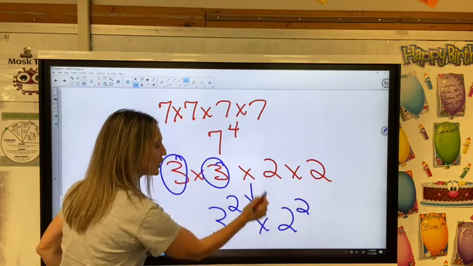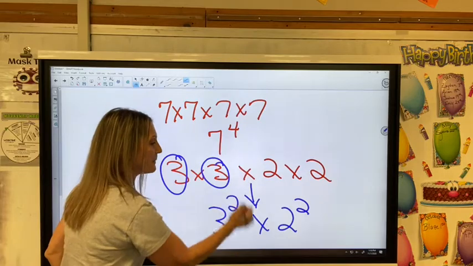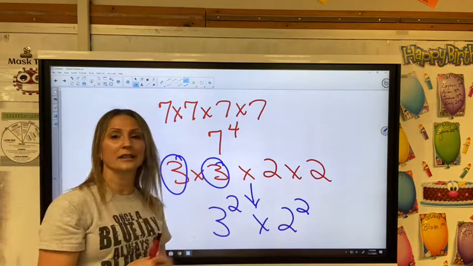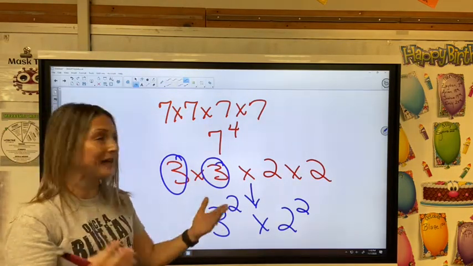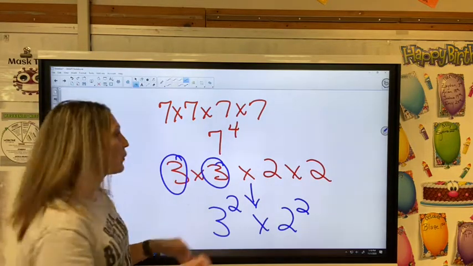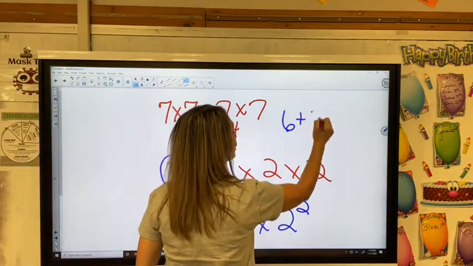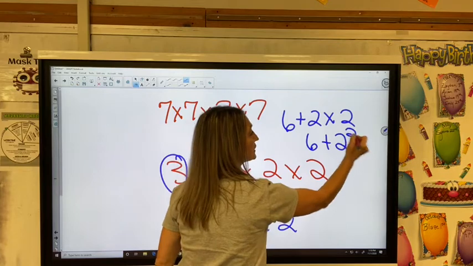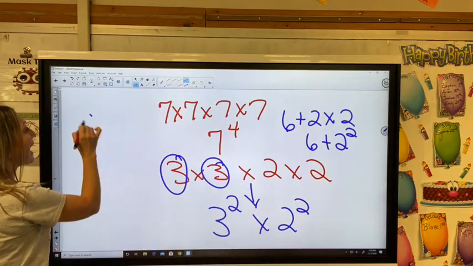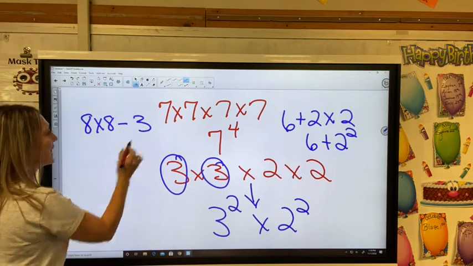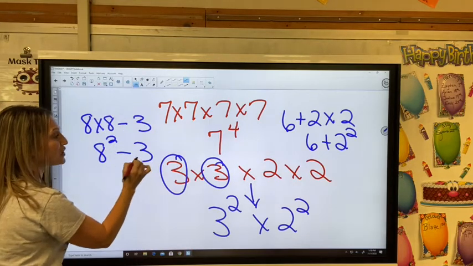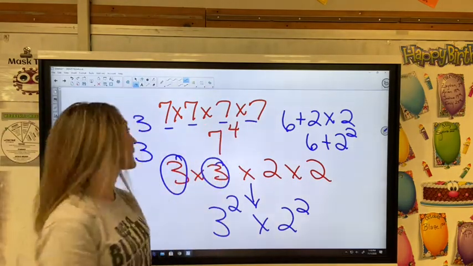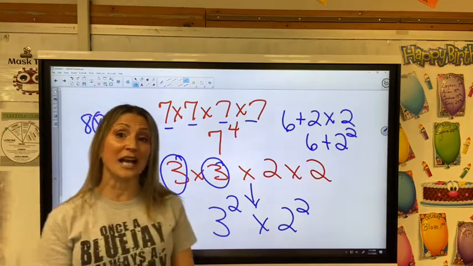And you just want to make sure you watch whatever operation they have in between there, because that'll tell you what operation to bring down between those factors in your problem, or digits, or add-ins, or whatever you're using. You can do it any way. You can have 6 plus 2 times 2, and you would have to write 6 plus 2 squared. You could have 8 times 8 minus 3, which is really 8 squared minus 3. Just really watch the number of times you see a base and watch the operation signs between there.